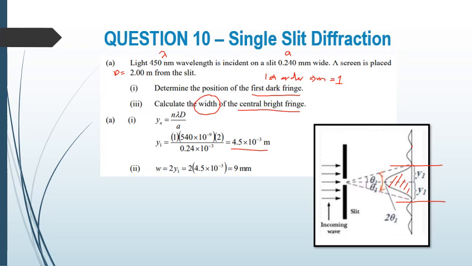So if you manage to determine the position of the first dark fringe, then you should be able to calculate the width. How? This is your first dark, y1. Remember, you calculate y1 from the center. So from here to here is one y1, and from here to here is one y1. So the width of the central fringe, w, is equal to 2 y1, two times the position of the first dark fringe. Therefore the answer is 9 mm.